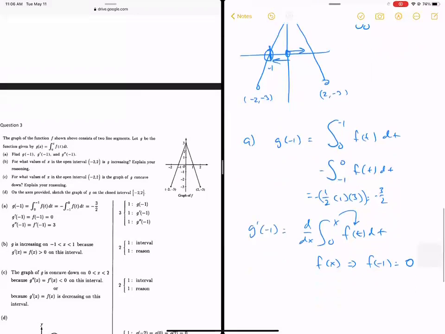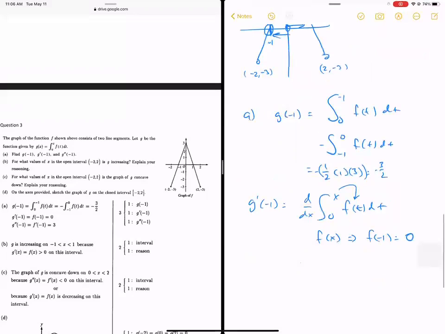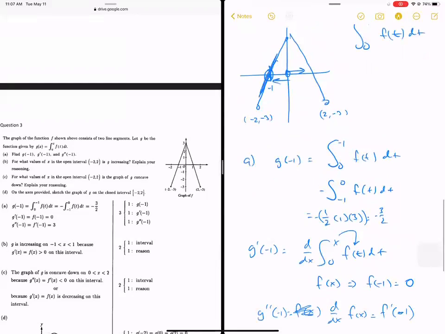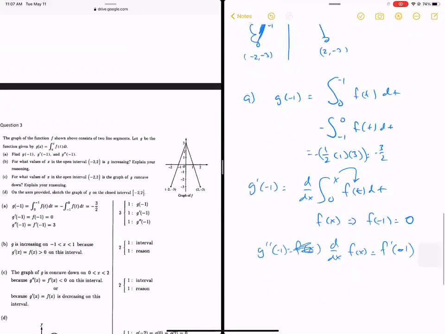Okay. What's the second derivative? Now that we know that the derivative is f of x, what's the second derivative at -1? Well, d over dx of f of x, that's f prime. What's f prime at -1? Okay, what is the slope? The slope is 1, 2, 3 over 1. The slope is 3. Question 1 is pretty easy. As you can see, they gave you 1 point for each of these parts.